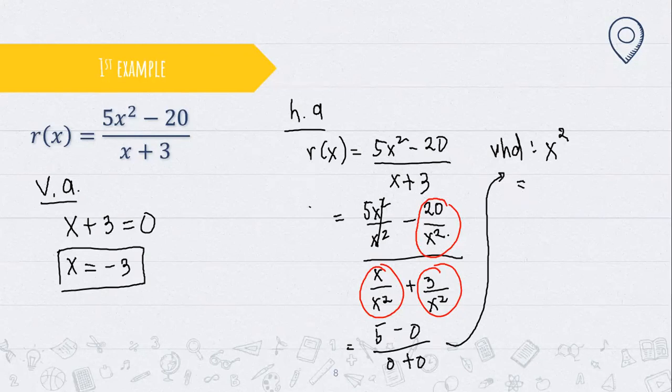Okay, since we cannot cancel the x squared, right? It just becomes 0. So it becomes 5 minus 0 over 0 plus 0. What remains? 5 over 0. Now, class, what is the answer? 5 over 0 is? Undefined. Undefined.